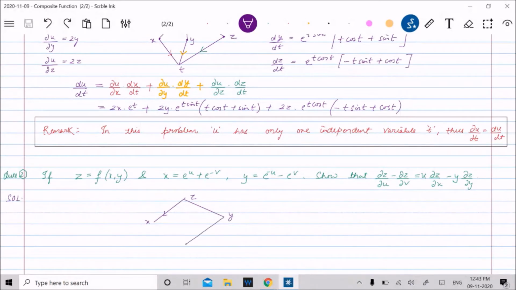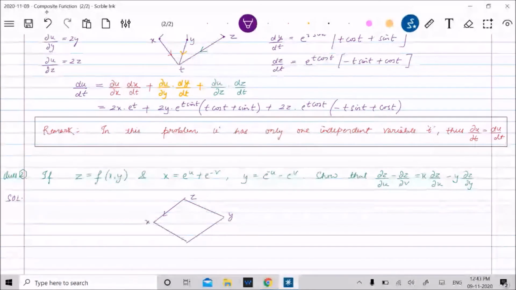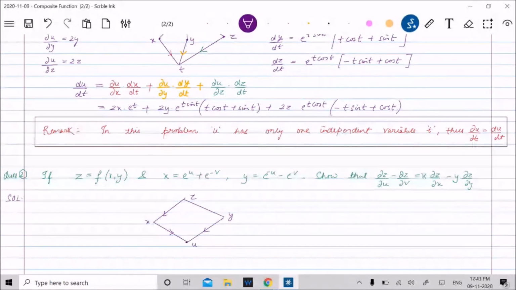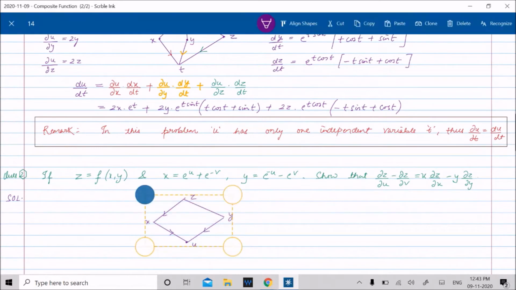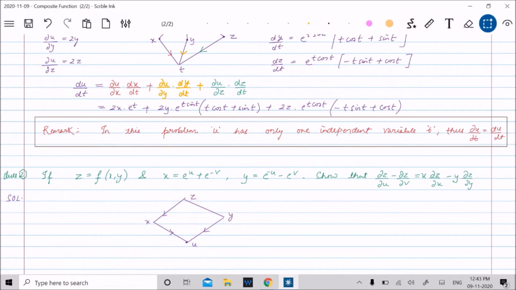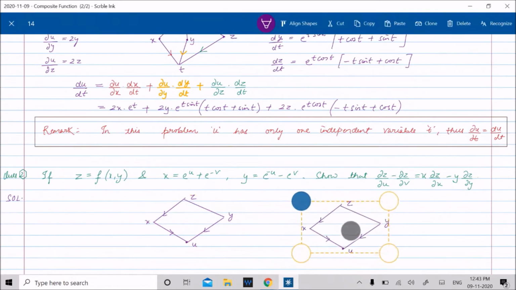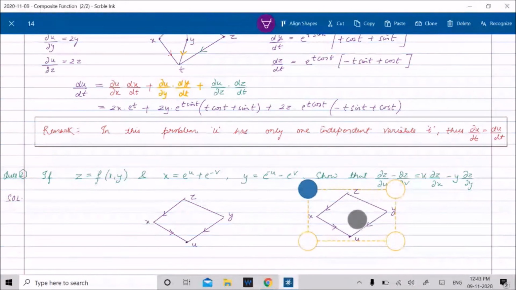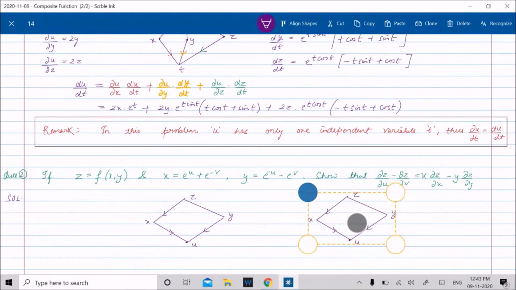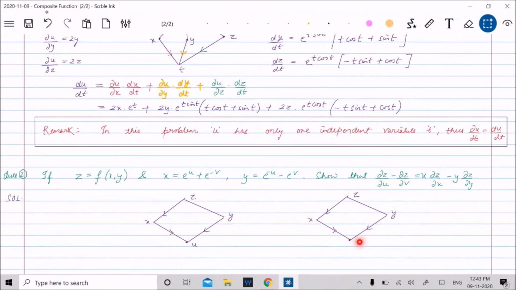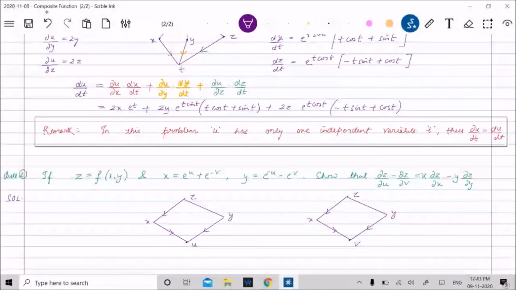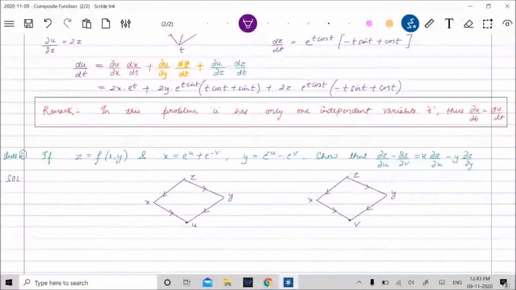One tree has u at the bottom, and another tree, very similar to this one, I will just copy. Here we will have v at the bottom. So you actually have two family trees, one family tree split into two subtrees.